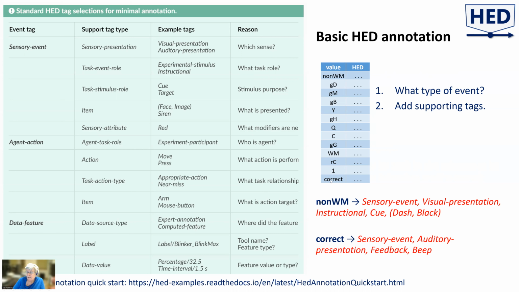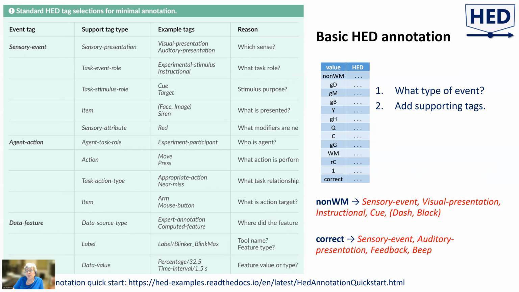Similarly, the correct event is also a sensory event, but it's an auditory presentation, and its role is feedback and a beep. This table is available in the documentation, and it gives a quick start to doing basic annotation that really does inform users of what the events represent. There's more sophisticated annotation that can be done, but this gives a really good starting basis.